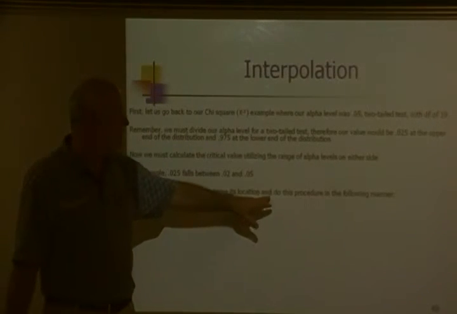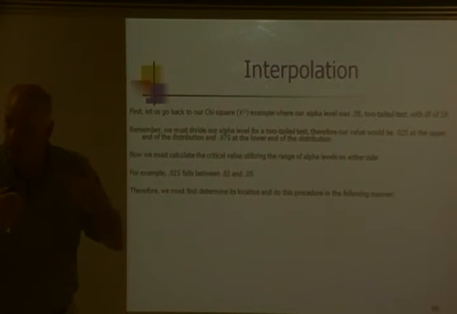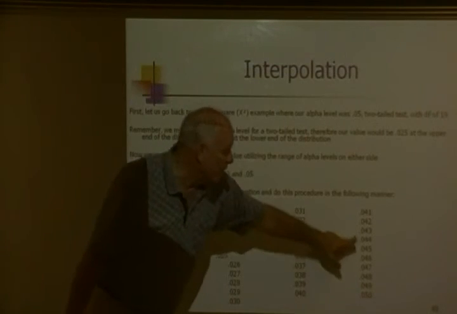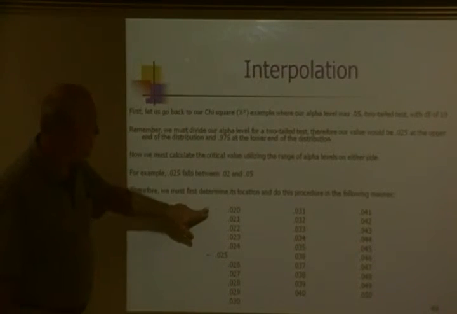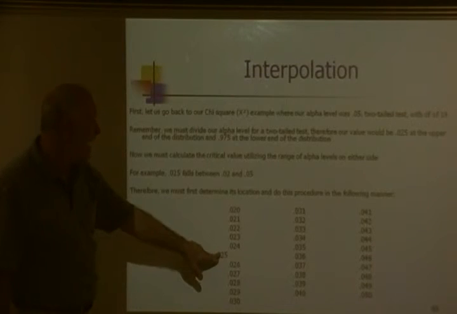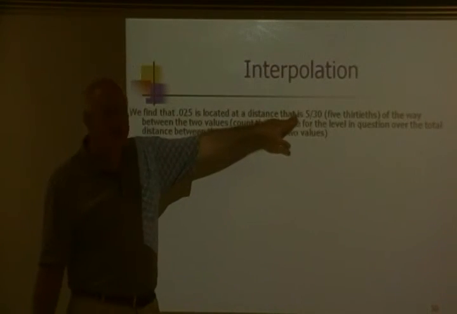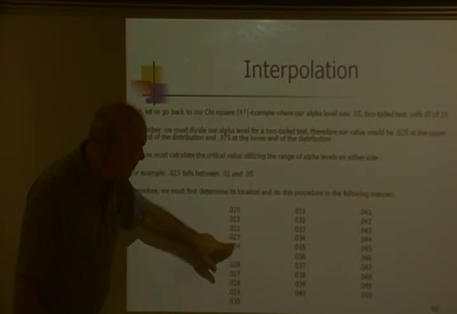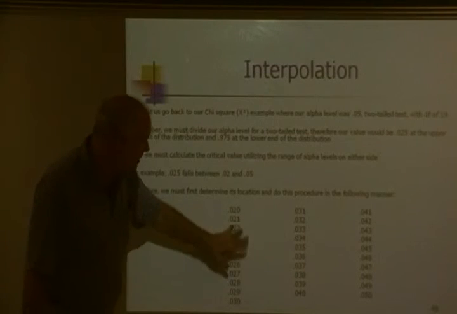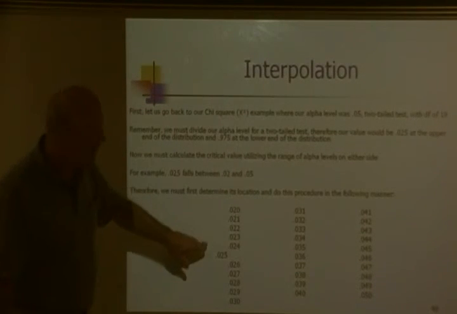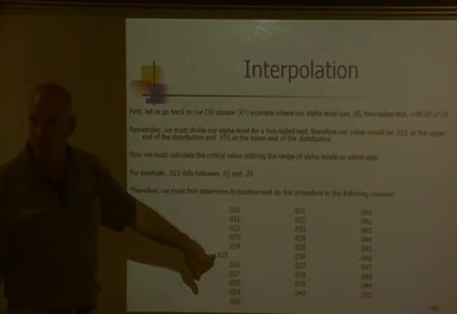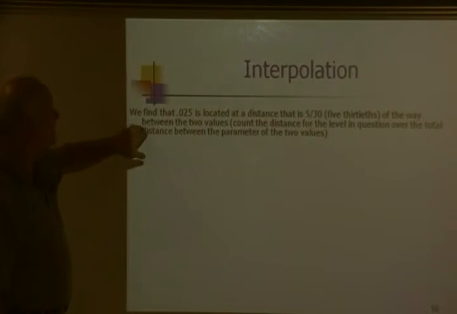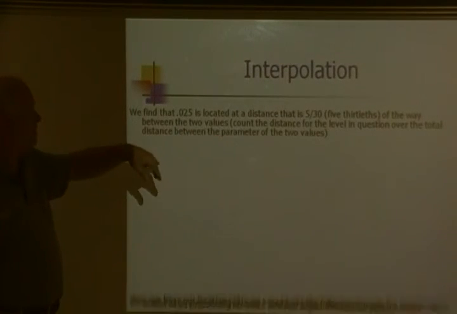So we've got to determine its location relative to the upper and lower value. In this case, at 0.02 and 0.05, we've determined its location to be 5 thirtieths of the way between the two values, okay? Counting 1, 2, 3, 4, its location of 0.025, and there's 30 values here, so its location is 5 thirtieths of the way between those two, the upper and lower end. All right? So you count the distance between the two.